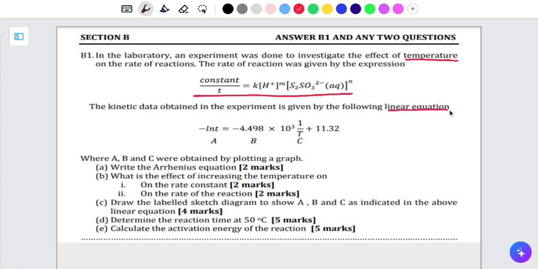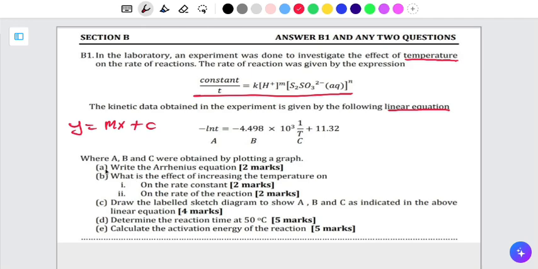So always what should come in your mind is that a linear equation is always expressed in the form of y equals mx plus c, the gradient multiplied by x plus the y-intercept. This is the way it's supposed to be expressed, right? So we have A, B, and C, where A, B, and C were obtained by plotting a graph.